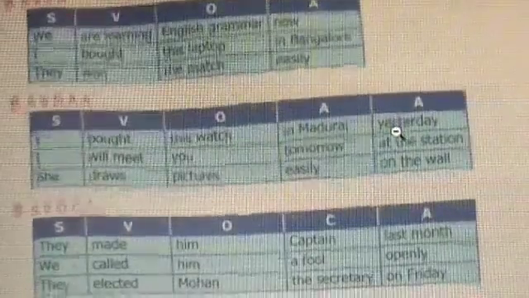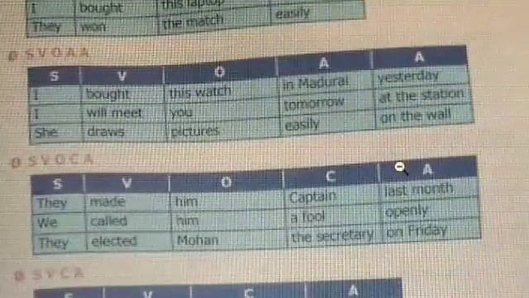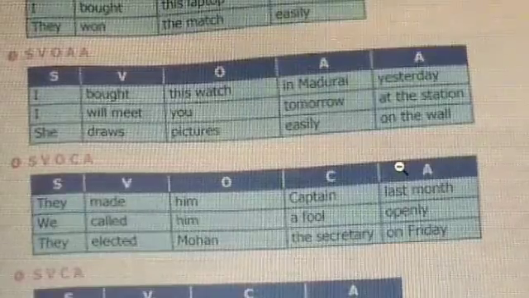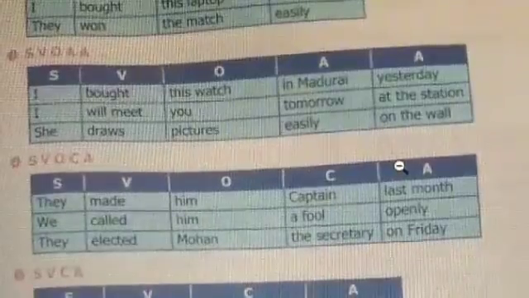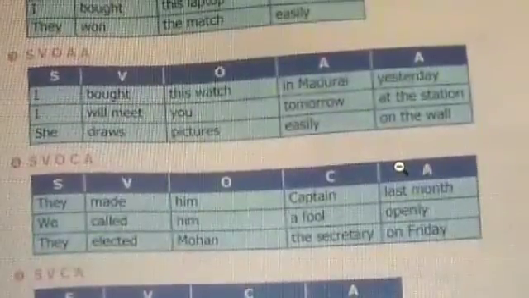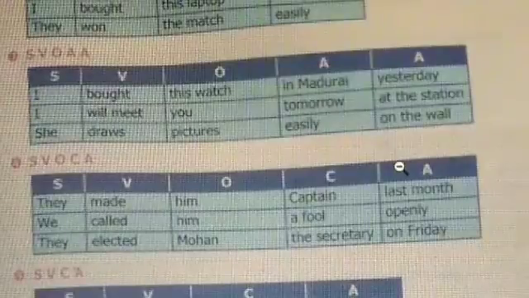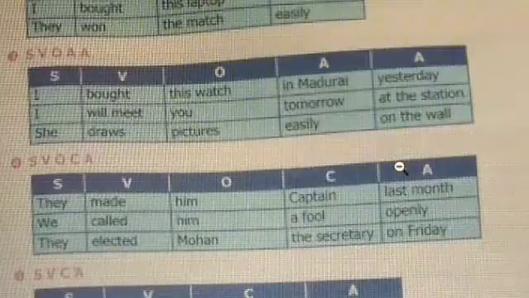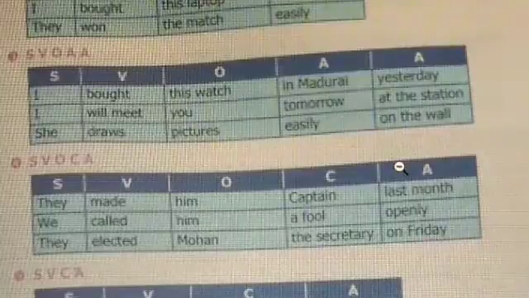Coming to the third one, you see SVOAA. I bought this watch in Madurai yesterday. So you have two adjuncts, that is where, then when. So I subject, bought verb, this watch object, A, that is in Madurai, where, then yesterday is when, adjunct. Okay.